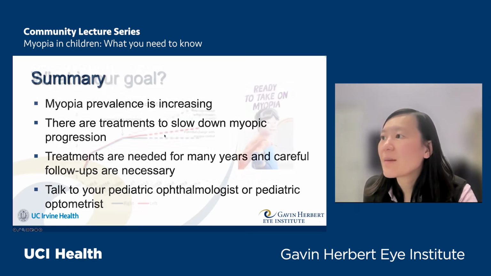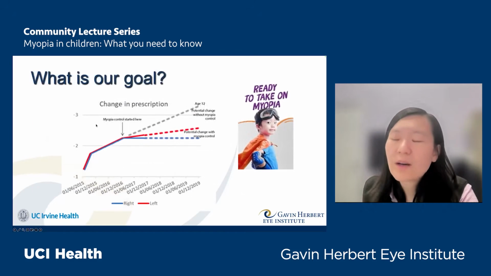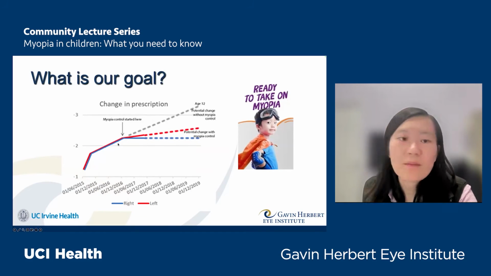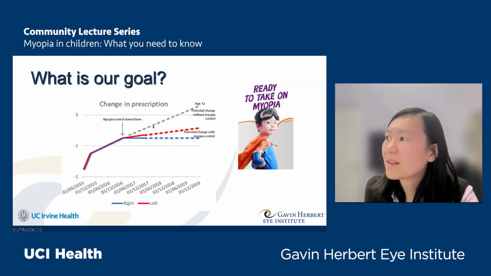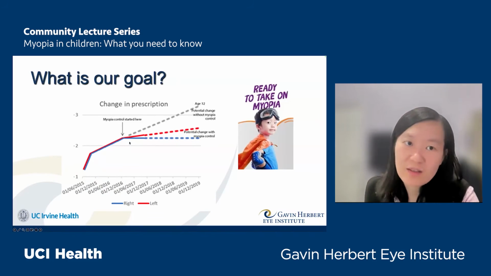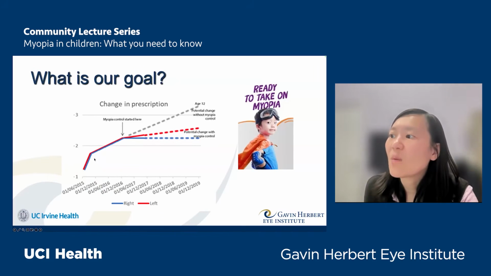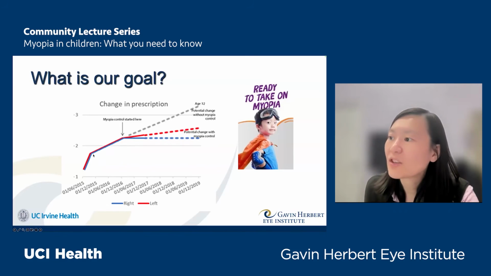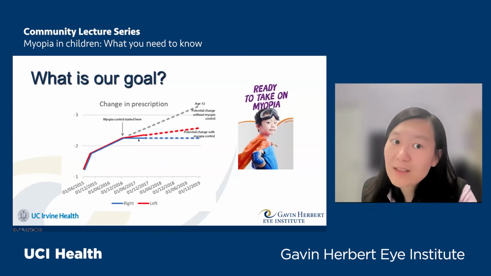And then lastly, what's our goal of doing this overall? I don't want the slope of the curve for a child to be this gray line where it just gets worse and worse and worse. I want to change the slope. I want to slow down their progression. So ideally, with doing myopia control, you wouldn't go from -1 to -4, but you would actually just slow down and plateau at -2.5.